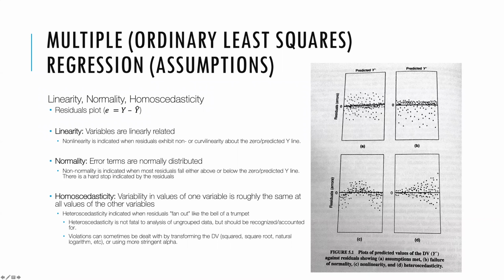Non-linearity is depicted in panel C here, where they're not equally about the line. We see some curvilinear relationship happening here. So here we see they're equally about the line. Here we see a curvilinear relationship. We don't want to see that.